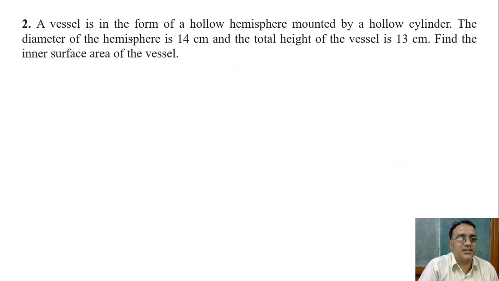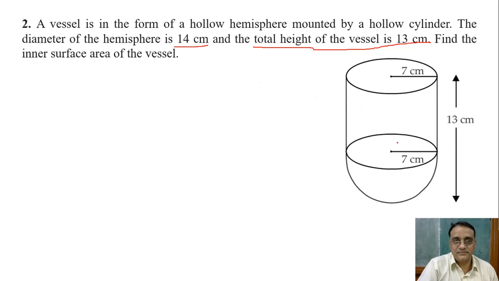A vessel is in the form of a hollow hemisphere mounted by a hollow cylinder. The diameter of the hemisphere is 14 centimeter and the total length of the vessel is 13 centimeter. Find the inner surface area of the vessel. See this figure. ये पूरा hollow है, मतलब इसमें पानी हम लोग भर सकते हैं. Solid नहीं है, पूरा solid नहीं है ये. This is hollow. Okay. और यहाँ पे ये वाला खाली पार्ट है. This is the empty part. Otherwise यहाँ पे पानी नहीं भरेगा.